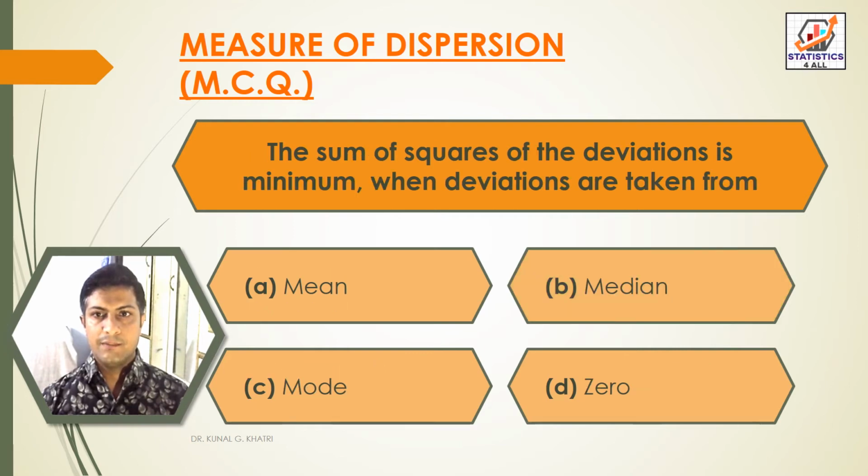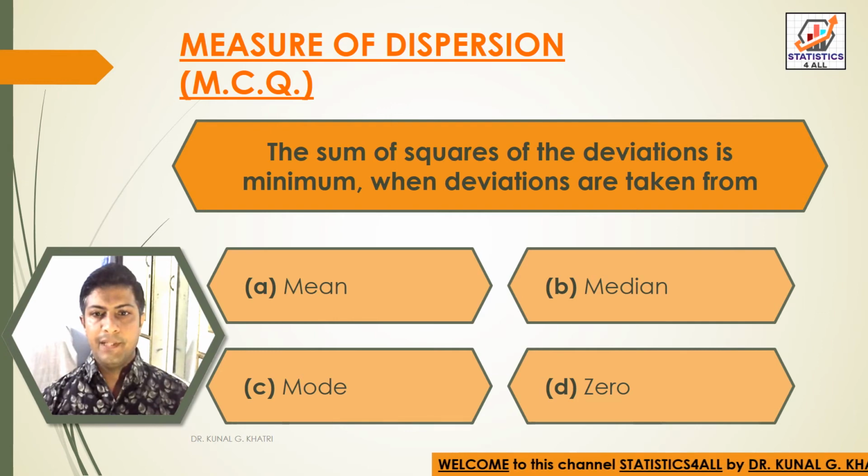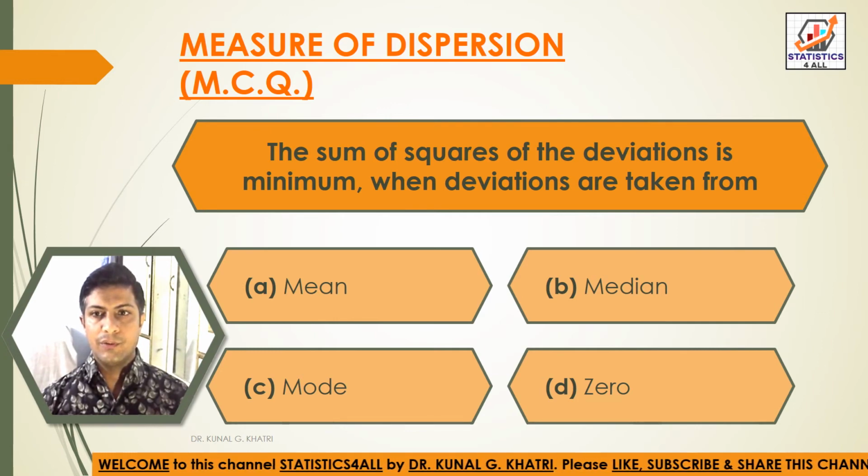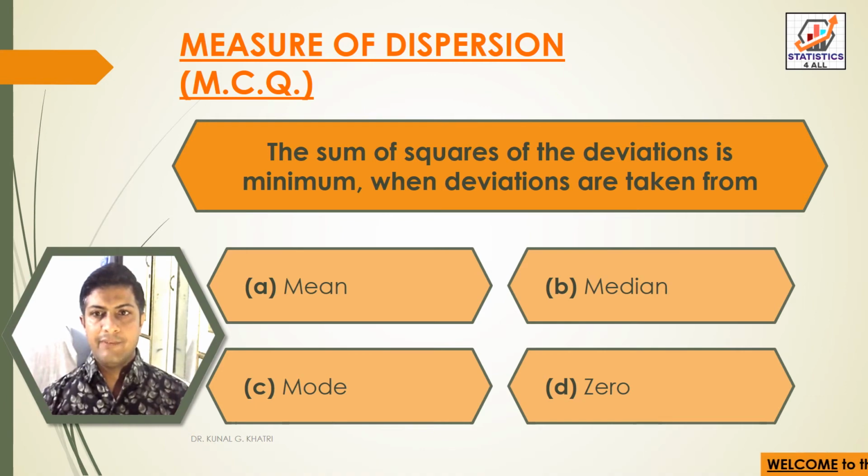Next question. The sum of squares of the deviations is minimum when deviations are taken from option A mean, option B median, option C mode, option D 0. So here we have answer option A mean. The sum of square of the deviation is minimum when the deviations are taken from mean.